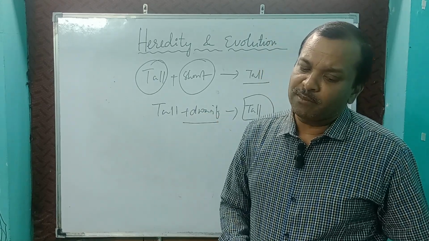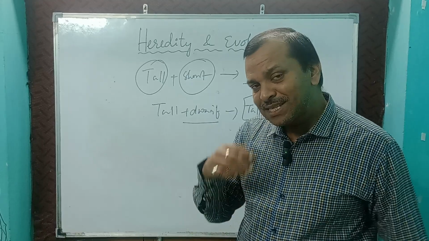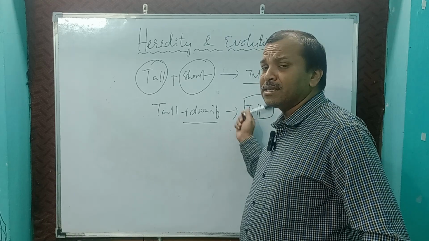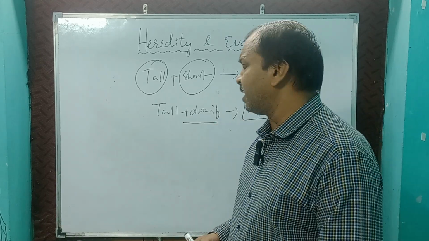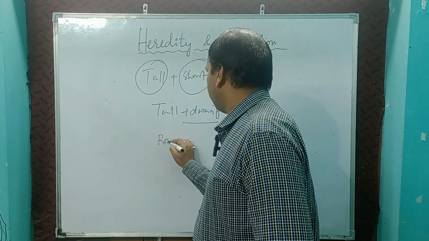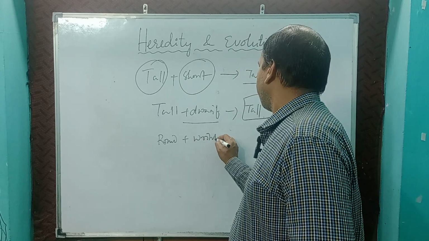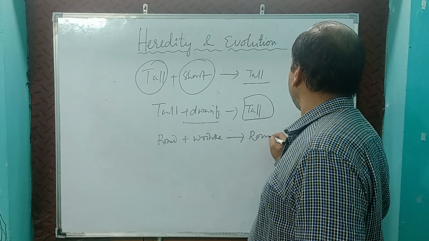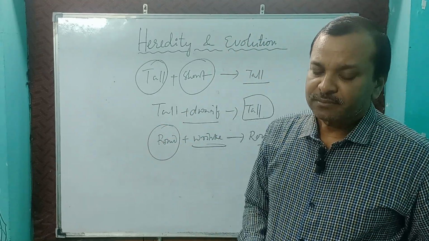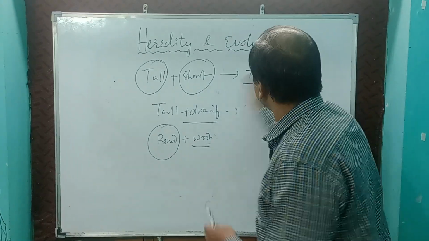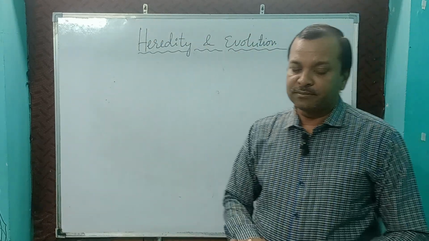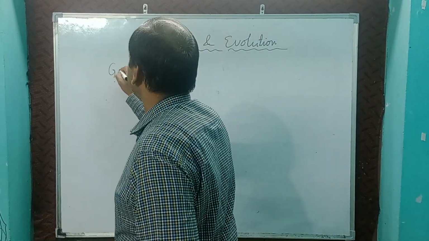What is dominant? The character which expresses itself, that is called dominant. Here tall is expressing. Clear? So if round pea and wrinkled pea are there, then it might be round. So here round is dominant and wrinkled is recessive. Clear? Now gene. What is gene? We will discuss gene.